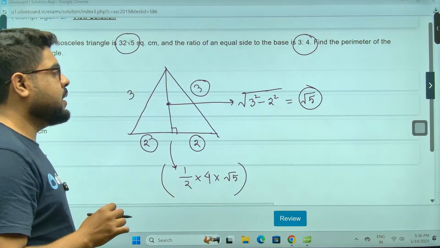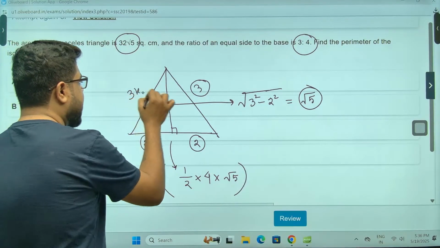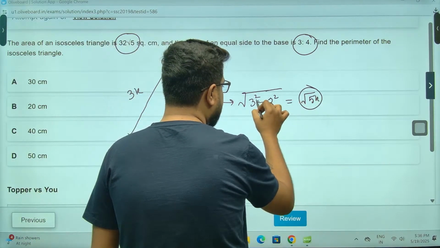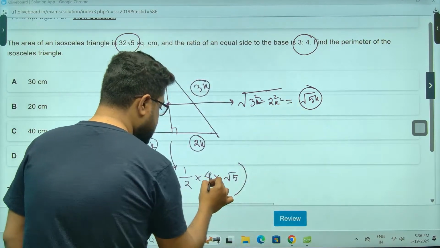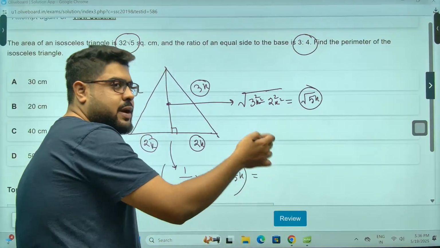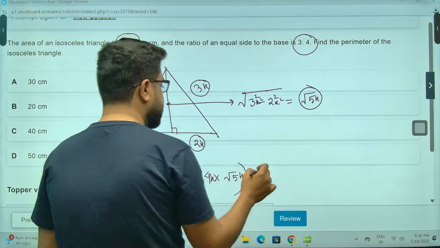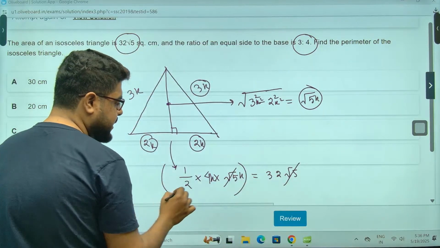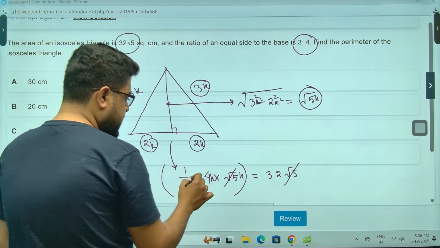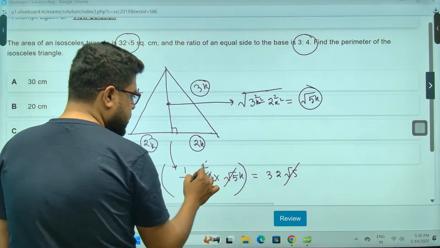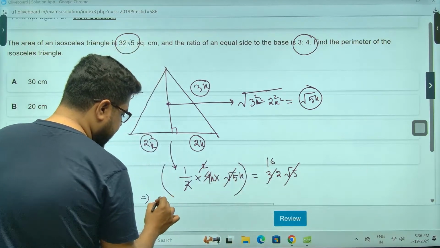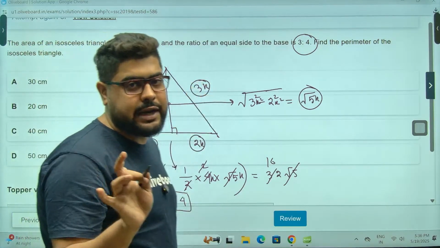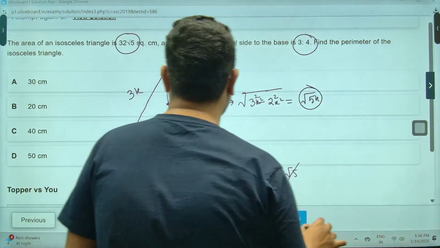Acha, I should use K here, K here, K here, just to give this a mathematical look. So 4K into K, otherwise if I do K square, you'll ask, sir, how did you do it? So this is 32 root 5, sir. Root 5 cancels. And this 2, this 2, sir, 16. So K square is 16, K is 4. Not plus minus 4, because lengths cannot be negative.